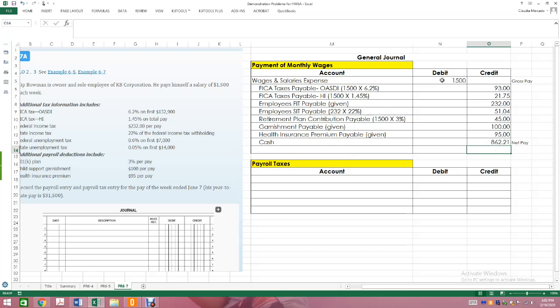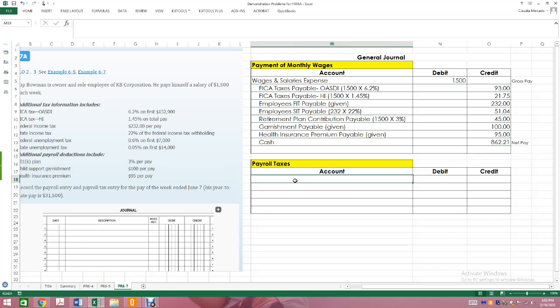We make a pretty significant amount, and then all of these taxes and deductions leave us with almost half of the paycheck only. Okay, so that is our first entry for our wages, our payment for our monthly wages.